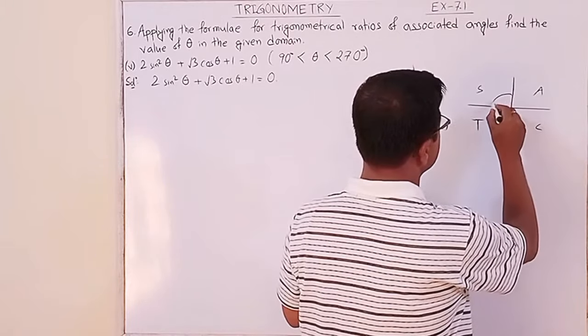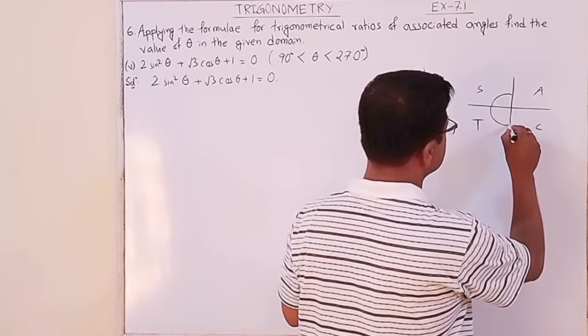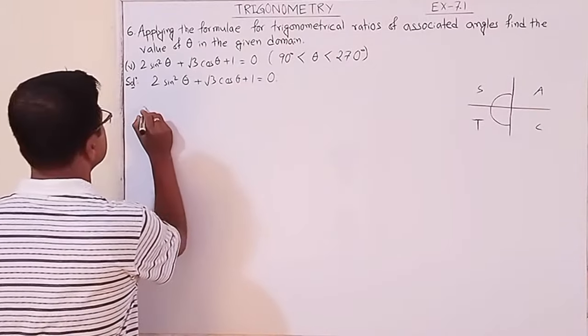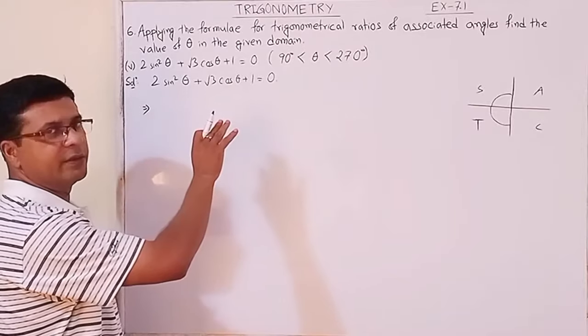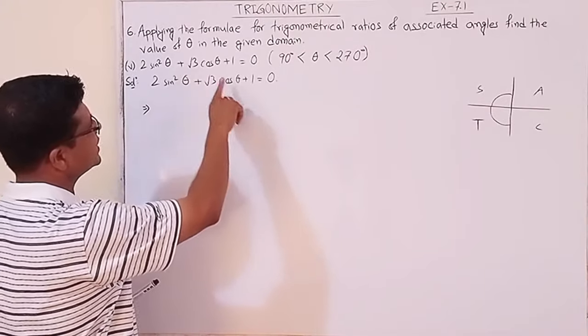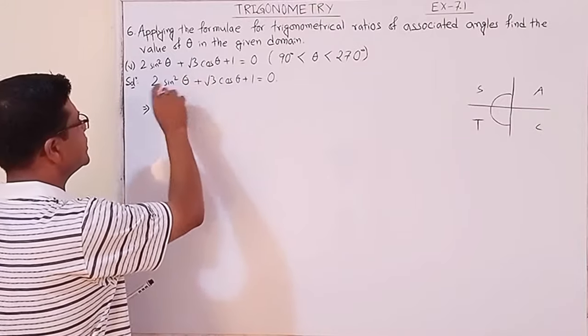90 degree here, 90 degree to 180, 180 to 270 degree. Here theta lies. Okay, so now this is also a quadratic equation, but what is the problem here? The problem is this is in terms of sine theta and this is in terms of cos theta. Okay, so what do we have to do?